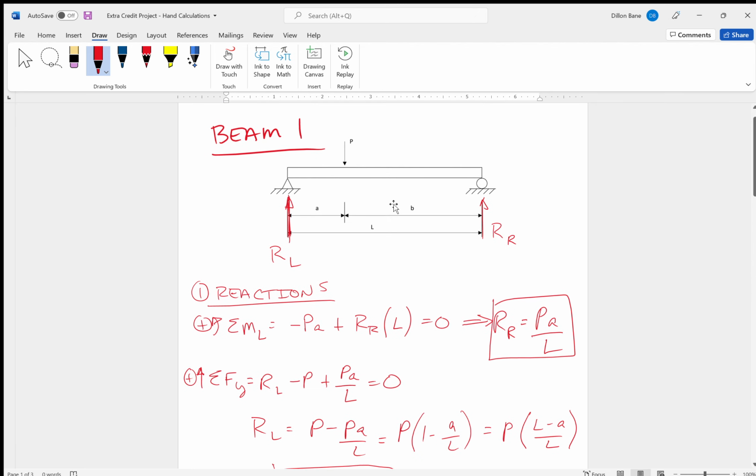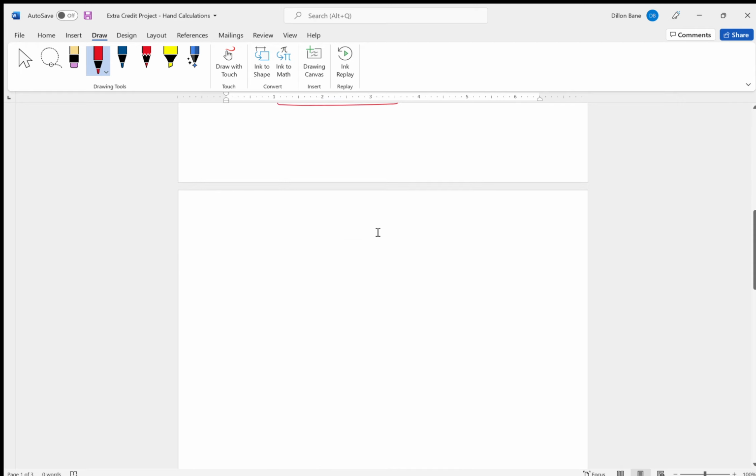So now that we have our reactions, I want to determine what my internal forces are, right? So I'm going to come up with an equation for the shear and an equation for the moment. Now, for this particular beam, I'm going to need to come up with an equation for the shear and the moment when X is less than A, and then a different equation for the shear and the moment when X is greater than A, okay? So let's draw these free body diagrams. So let's draw a free body diagram when X is less than or equal to A, okay?